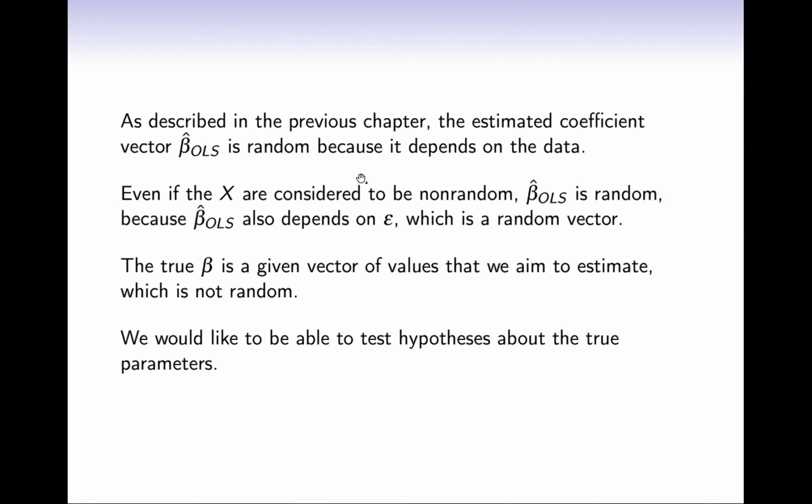As we discussed earlier in the previous chapter, beta hat is random because it depends on data. Even if we're making the assumption that x's are non-stochastic, which is non-random, beta hat is random because it also depends on the y, and the y depends on the epsilon, and epsilon is assumed to be random. And the true beta is not random. The true betas are numbers that we're trying to estimate. And when we're testing a hypothesis, we're trying to test a hypothesis about the value of the true parameter.